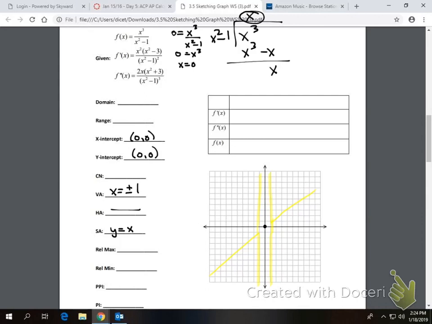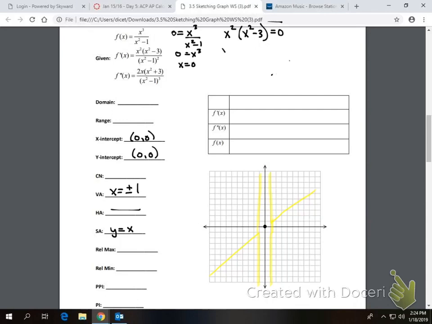All right, so let's go now to critical numbers. I know I got a little ahead of myself there. I'm going to erase this work just to have room for the slant asymptote, and I'm going to come back in here. We find critical numbers by setting the derivative equal to 0. So I'm going to set x squared times x squared minus 3 equal to 0.